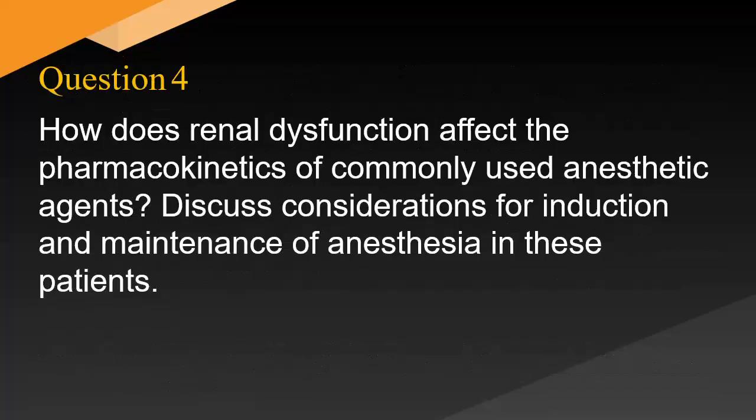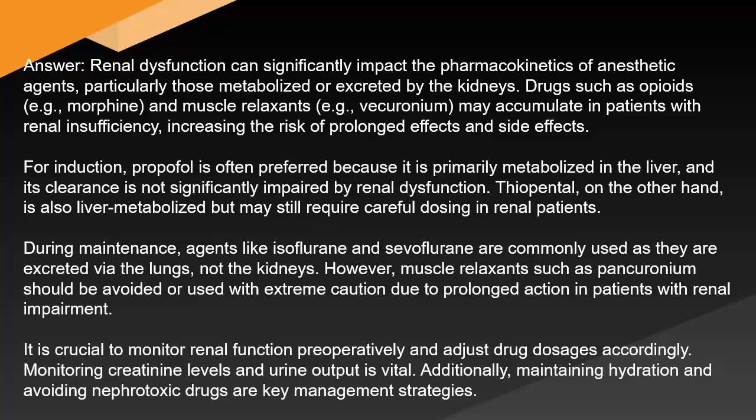How does renal dysfunction affect the pharmacokinetics of commonly used anesthetic agents? Discuss considerations for induction and maintenance of anesthesia in these patients. Answer: Renal dysfunction can significantly impact the pharmacokinetics of anesthetic agents, particularly those metabolized or excreted by the kidneys. Drugs such as opioids, e.g. morphine, and muscle relaxants, e.g. pancuronium, may accumulate in patients with renal insufficiency, increasing the risk of prolonged effects and side effects.